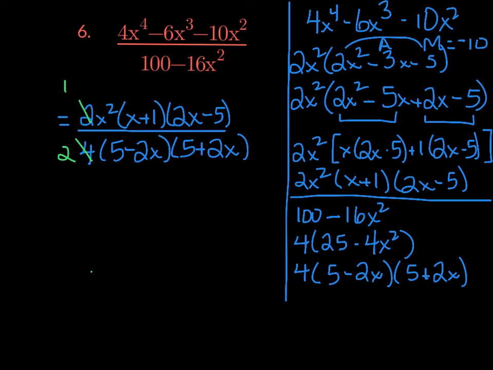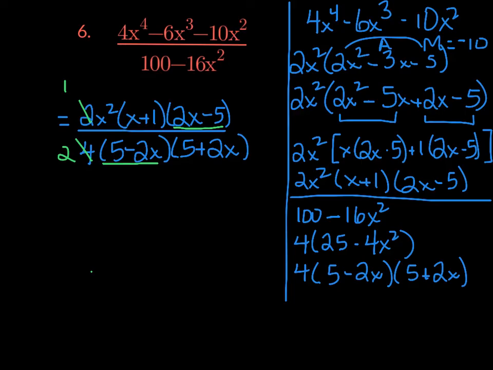Now, let's talk a second about these guys. You see this and you see this? Those are opposites of each other. If you look, in the numerator, the 2x is a positive 2x. In the denominator, it's a negative. And the 5 in the numerator is a negative 5, and in the denominator, it's a positive 5. So those are opposites of each other.